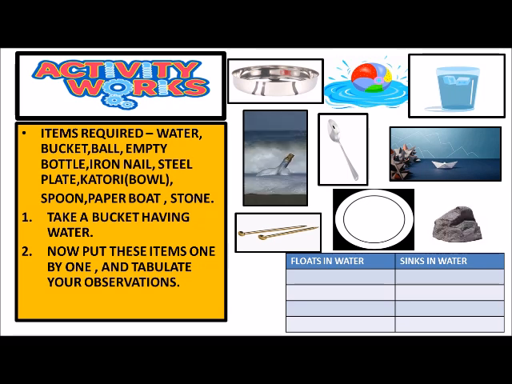in which you will be able to understand the concept of sinking and floating in water. So what are the items which you require? All these items are easily available at your home. The items are water, bucket, ball, empty bottle, iron nail, steel plate, katori or bowl, spoon, paper boat and stone. So all these things you can collect very easily.